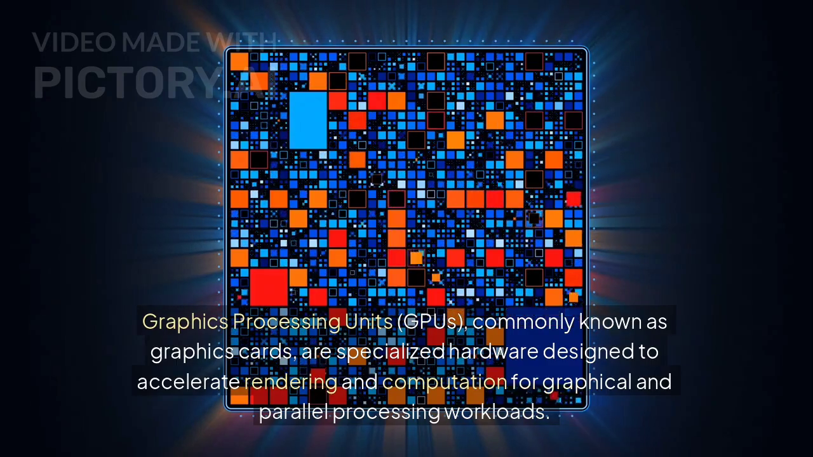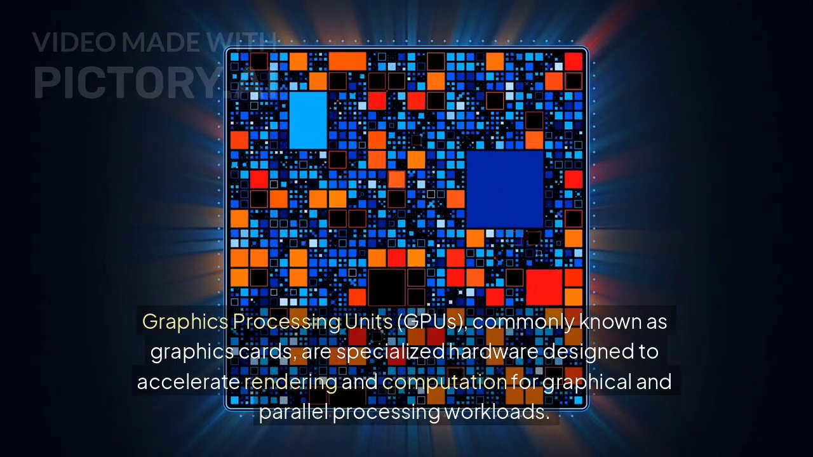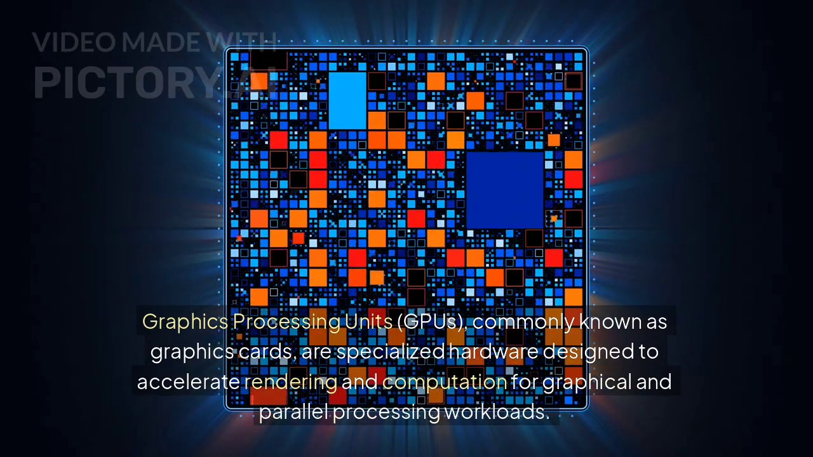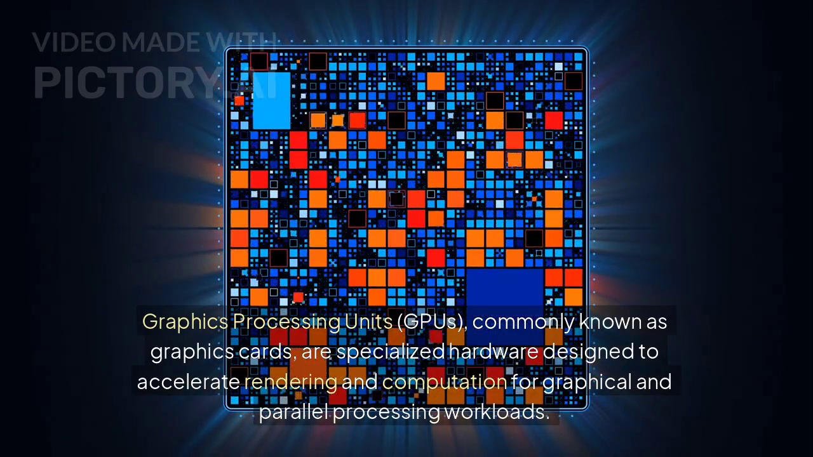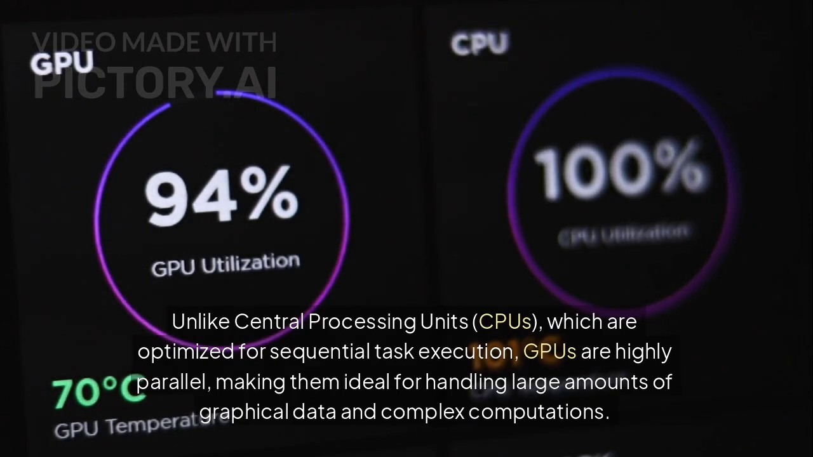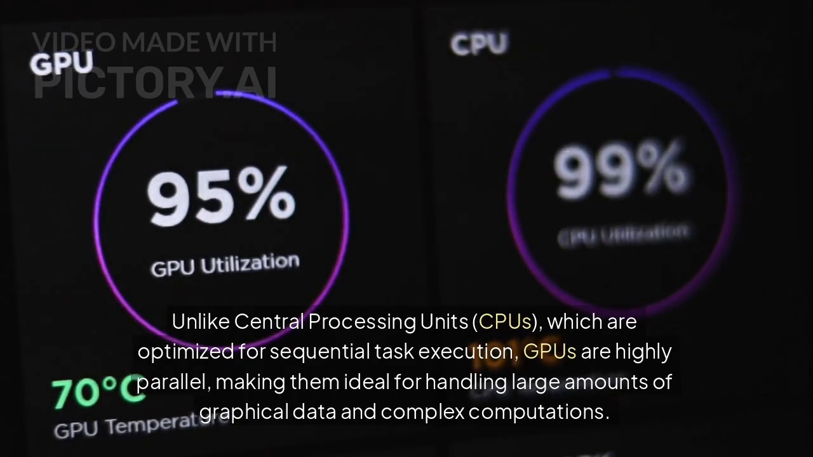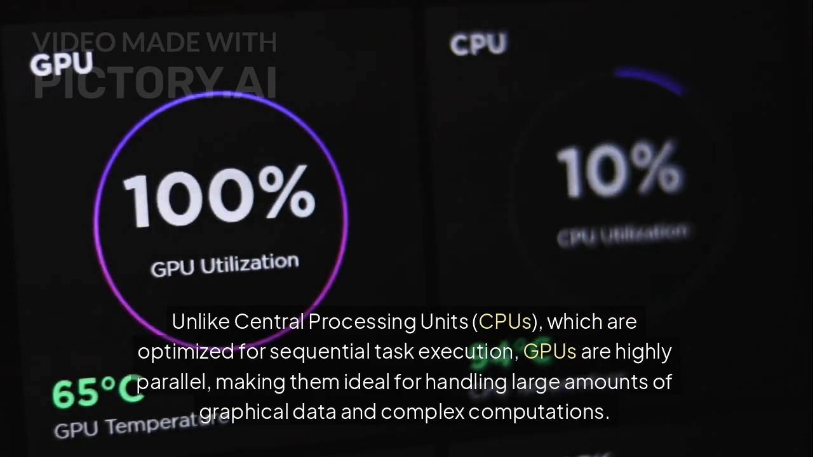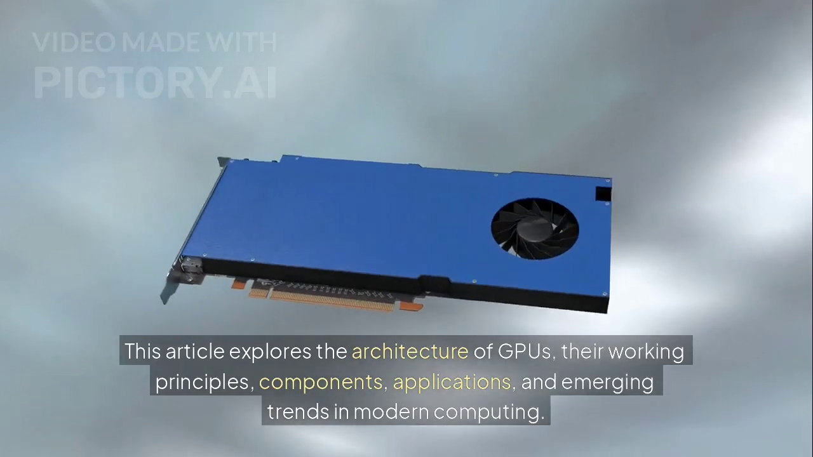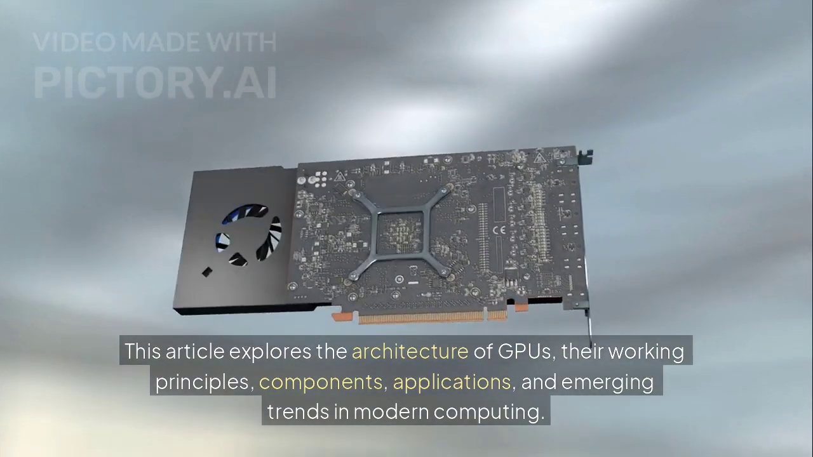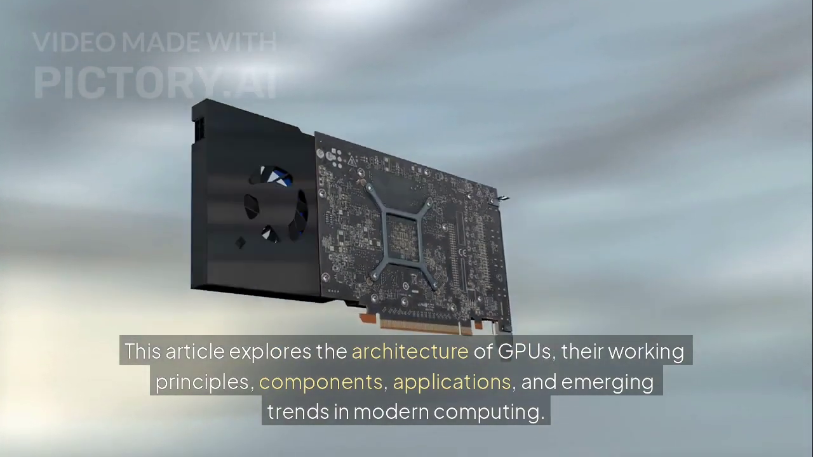Introduction. Graphics processing units, GPUs, commonly known as graphics cards, are specialized hardware designed to accelerate rendering and computation for graphical and parallel processing workloads. Unlike central processing units, CPUs, which are optimized for sequential task execution, GPUs are highly parallel, making them ideal for handling large amounts of graphical data and complex computations. This article explores the architecture of GPUs, their working principles, components, applications, and emerging trends in modern computing.